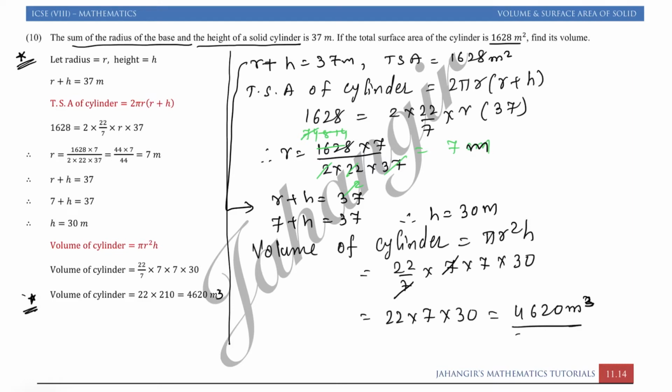Hope this sum is clear. Actually we have to just substitute in the formula and then we can find radius. After radius we will get height, and after that we can substitute radius and height in the volume formula.